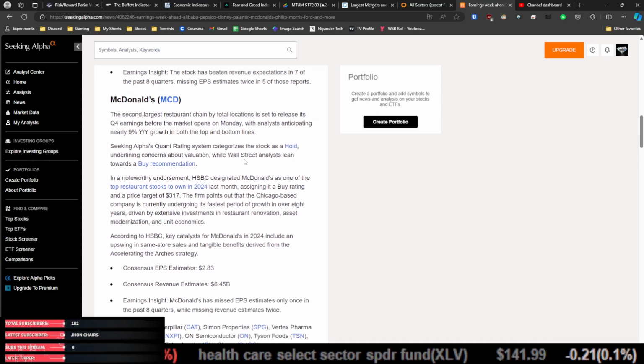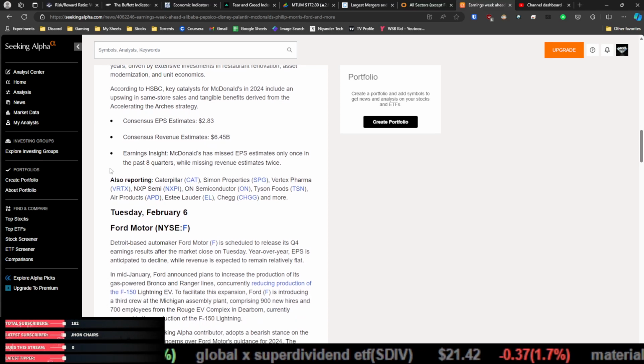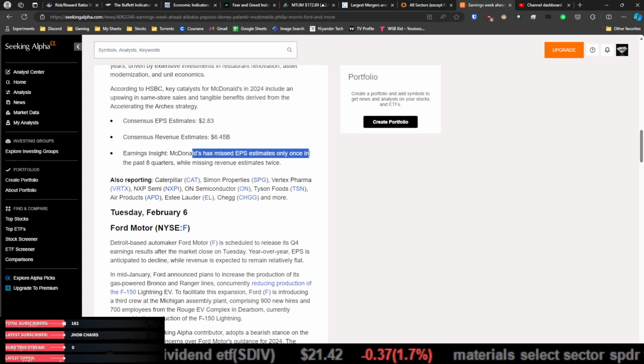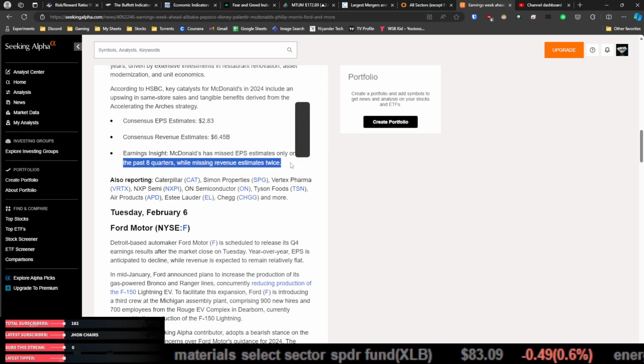McDonald's, second largest restaurant chain by total locations. Number 1, I think, is Subway. That could be old facts. Don't quote me on that. But yeah, they got a lot of locations. Their EPS estimates are 2.83. Revenue estimates are 6.45 billion. They have missed EPS estimates only once in the past 8 quarters and revenue estimates twice.